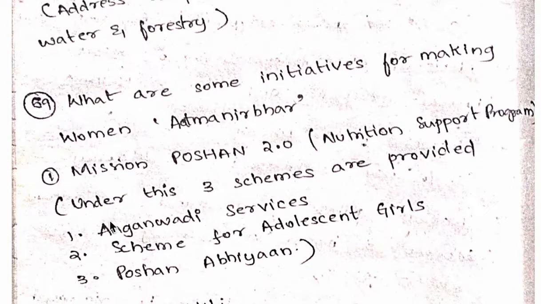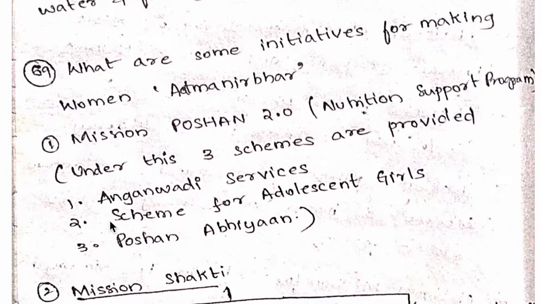69th question, what are some initiatives for making women Atmanirbhar? So there are some initiatives. First is Mission Poshan 2.0. It is nutrition support program. So under this also there are 3 sub schemes. So first is Anganwadi services, second is scheme for adolescent girls, and third is Poshan Abhiyan.